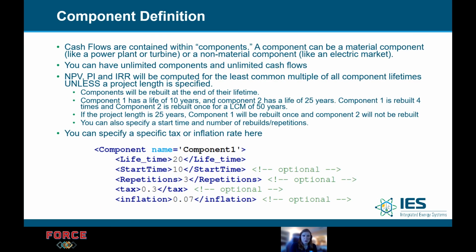And then when you do your component definition, all the cash flows are contained within your components, and that can be something material like a power plant or a turbine, or it can be non-material like an electric market. And you can have unlimited components and unlimited cash flows. So your NPV, your PI, and your IRR are computed for the least common multiple of all the component lifetimes, unless you specify a project length.